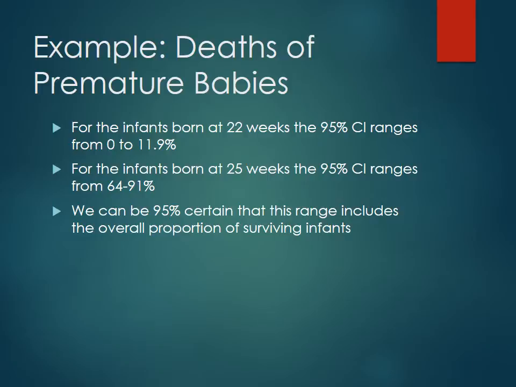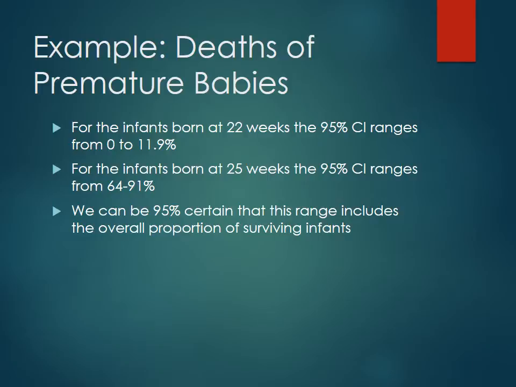Okay? If you're looking at the ones that are born at 25 weeks, they end up getting a confidence interval anywhere between 64 to 91%. And so you would say that you're 95% confident that the baby born at 25 weeks should have a survival rate of between 64 and 91% chance, right? So how could I have made that number smaller? How could I have narrowed that range down?